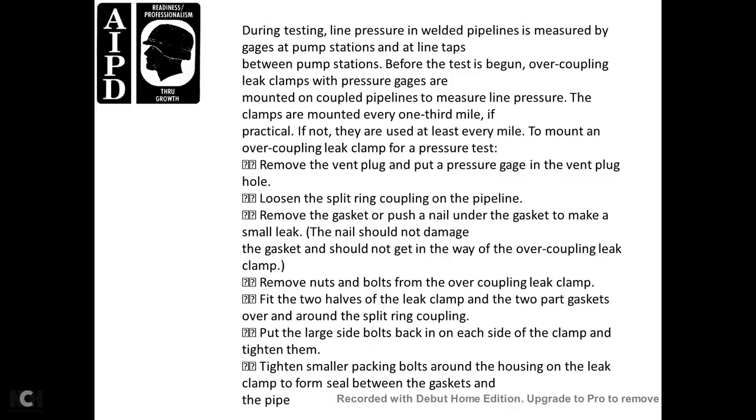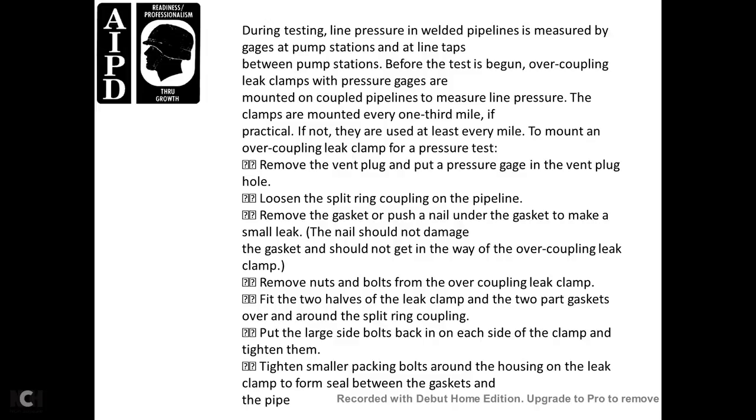For coupled pipelines, the pressure gauge is mounted on the coupling. To measure line pressure, gauges are mounted every 1/3 mile, and no less than every mile. Mount them over a coupling leak for the pressure test: remove the vent plug and put a pressure gauge in the vent plug hole. Loosen a split ring coupling of the pipeline, remove the gasket, and push a nail under the gasket to make a small leak. The nail should not damage the gasket.